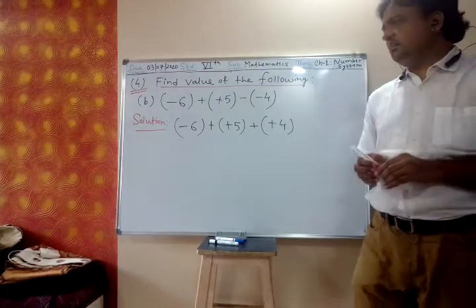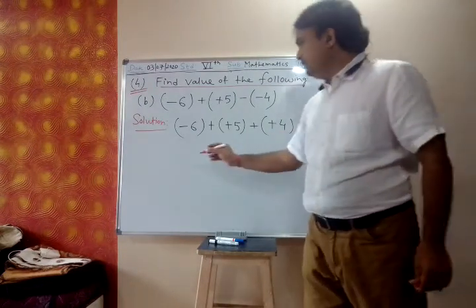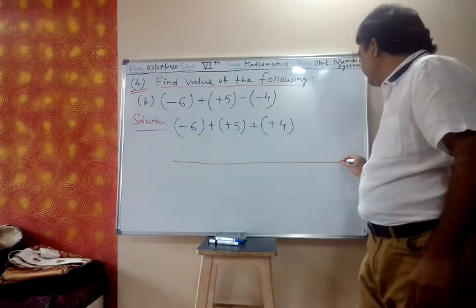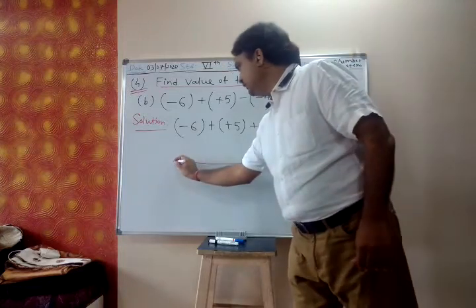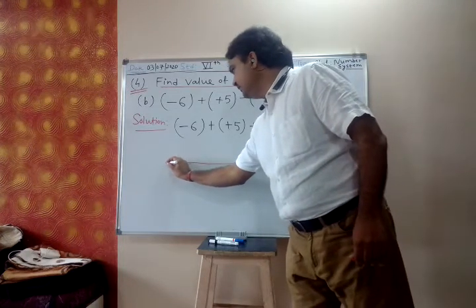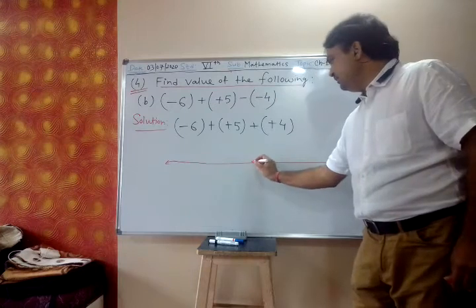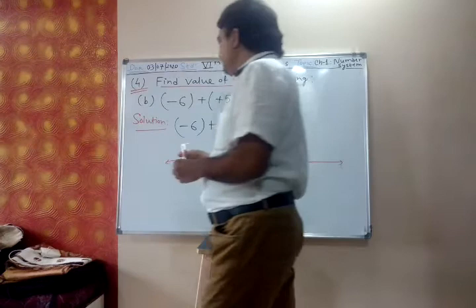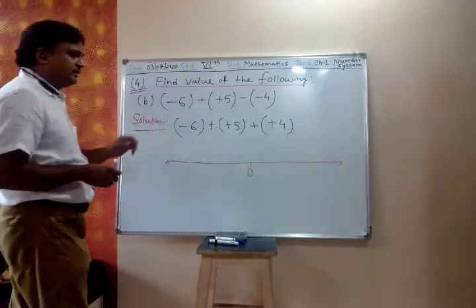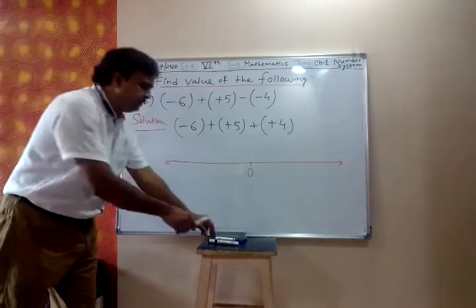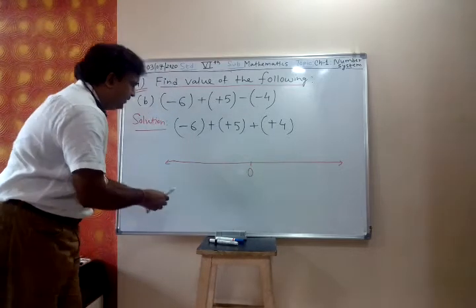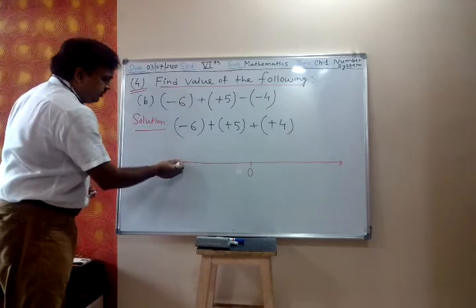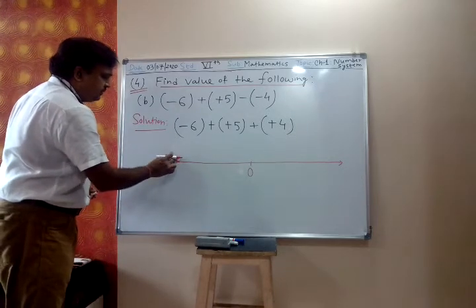Now let us plot the number line. In the center I have 0. Then first I will represent the number -6. Please mute the microphone. First we represent the number -6.